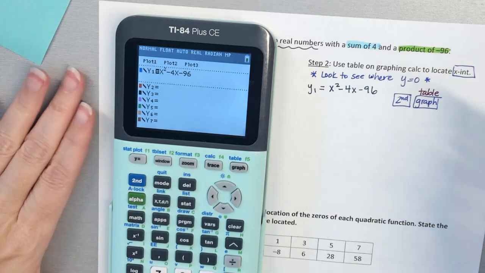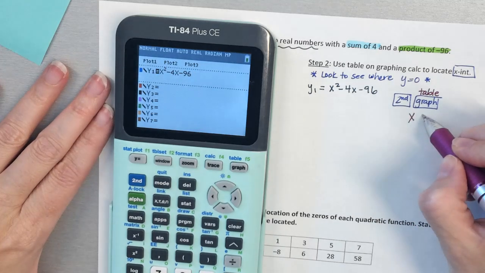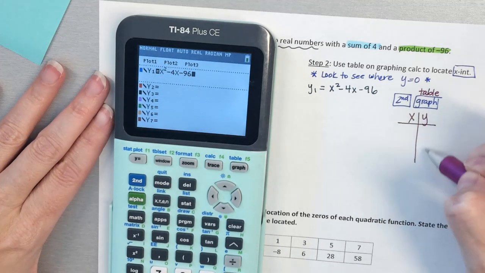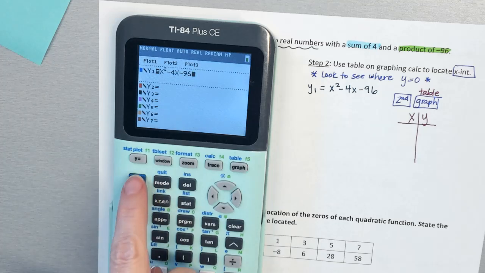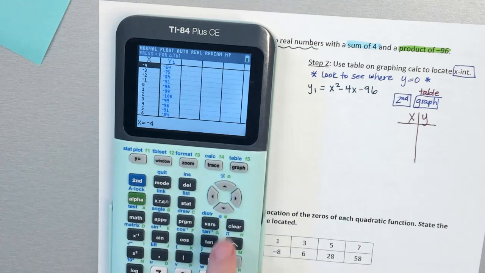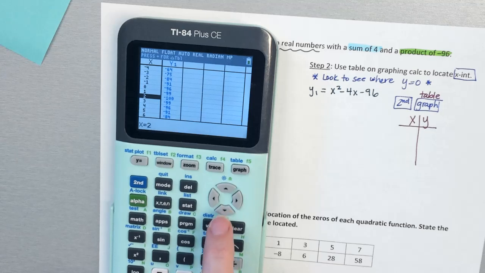Okay, and then we're just going to draw a little table here. All I want you to put in your table is where the y values are 0. And we're looking for 2 numbers, so you should have 2 values there. Okay, did we find any of them?